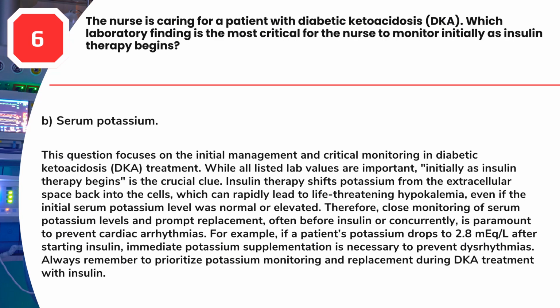Therefore, close monitoring of serum potassium levels and prompt replacement, often before insulin or concurrently, is paramount to prevent cardiac arrhythmias. For example, if a patient's potassium drops to 2.8 milliequivalents/L after starting insulin, immediate potassium supplementation is necessary to prevent dysrhythmias. Always remember to prioritize potassium monitoring and replacement during DKA treatment with insulin.